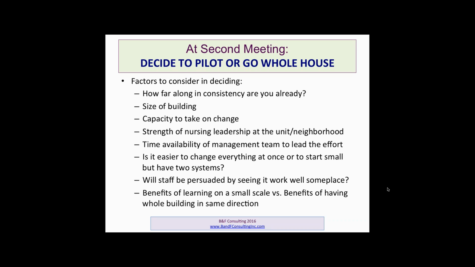Consider the benefits of learning on a small scale versus the benefits of having the whole building going in the same direction at once. You need to have a discussion with your team about whether or not to pilot or to go whole house. There are some factors to consider in your deliberation. Piloting will contain the change so that you can stay on top of it easier and learn as you go. Whole house means that you will not be operating two systems at once. Both have merit. You and your team need to talk through this and then decide.